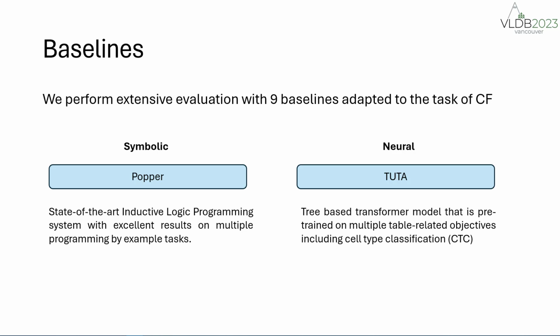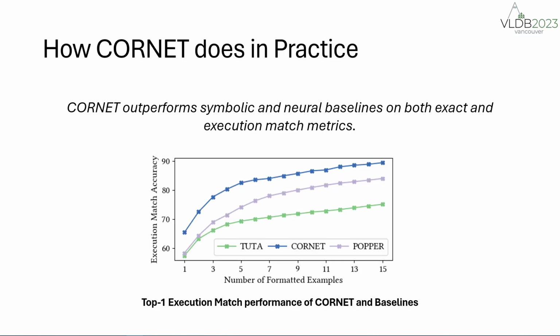We now see how Cornet does in practice. The slide shows the top 1 execution match accuracy for Cornet along with Popper and Tuta, which are the best baselines in the symbolic and neural category respectively. We see the performance along with an increasing number of examples provided. We see that Cornet is clearly better across the board compared to other systems. A similar trend is observed in top 3 and top 5 results.